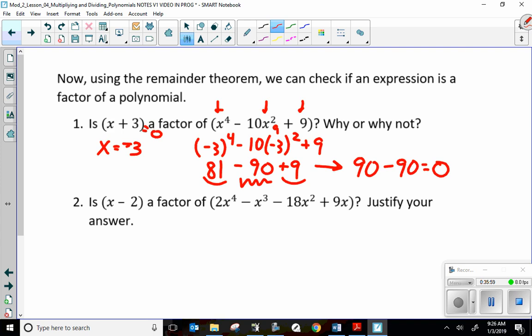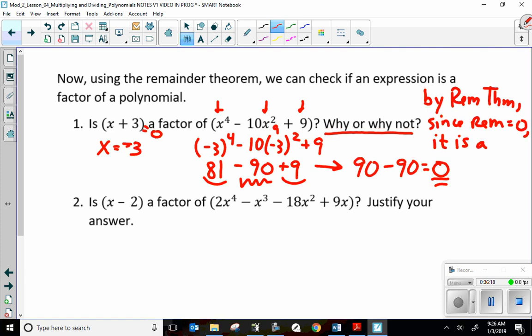That is a factor, but they're saying why or why not. By the remainder theorem, since the remainder is 0, it is a factor. That's all you need to say. By the remainder theorem, if the remainder is 0, it's a factor.